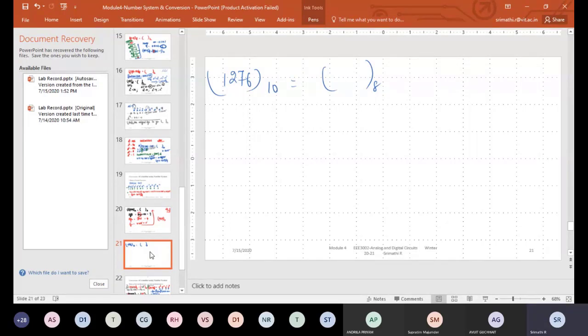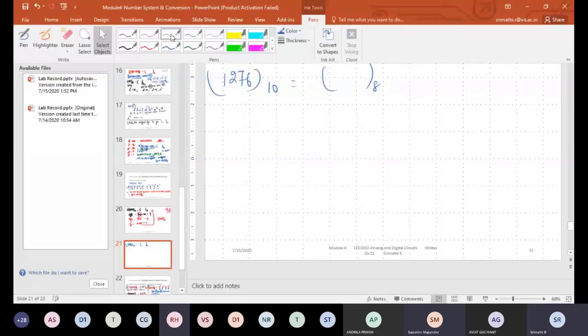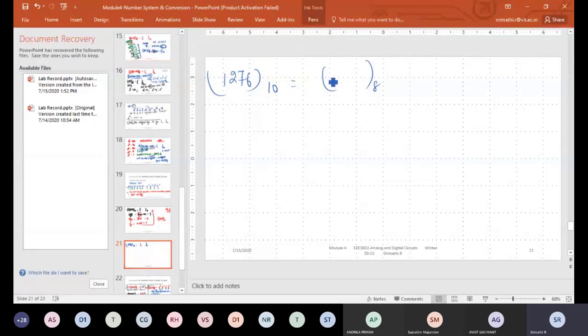In calculator also you can use. Ma'am, it's 2374. 1276, 2374. Yes, ma'am. Ma'am, 2374. Okay. Everybody is getting the same answer? Shall we go ahead, guys? Yes, ma'am.